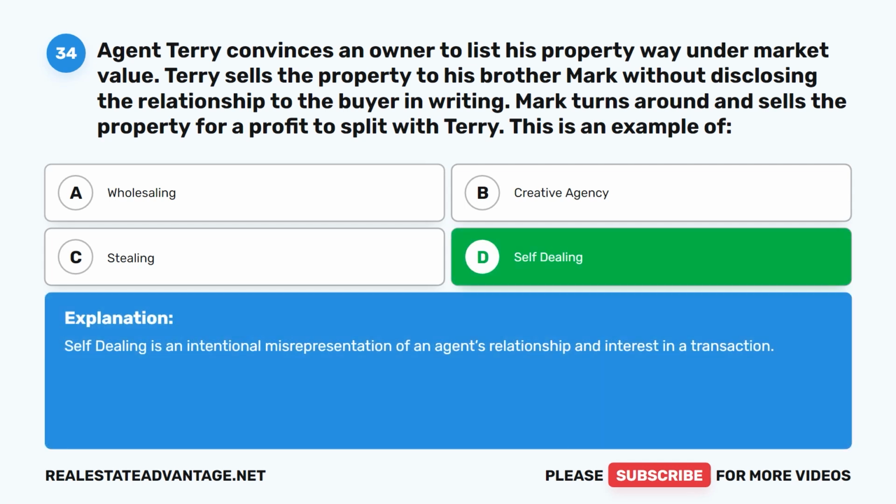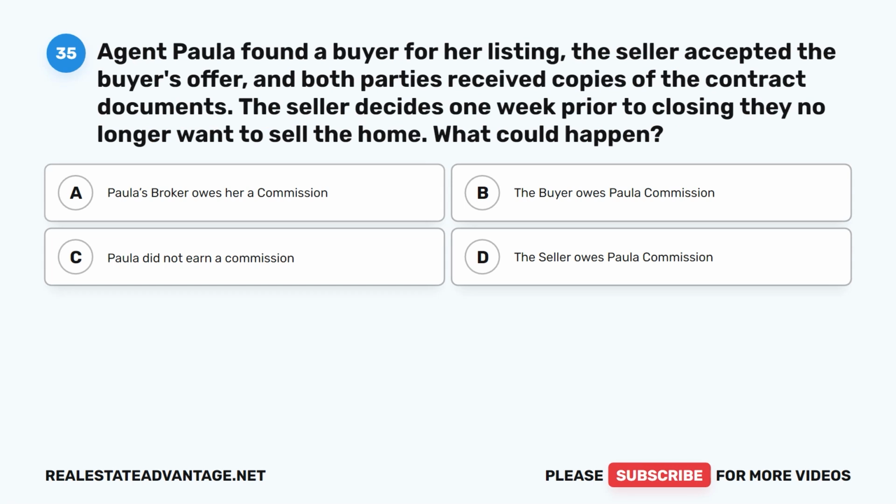Self-dealing. Self-dealing is an intentional misrepresentation of an agent's relationship and interest in a transaction. Question 35. Agent Paula found a buyer for her listing. The seller accepted the buyer's offer, and both parties received copies of the contract documents. The seller decides 1 week prior to closing they no longer want to sell the home.